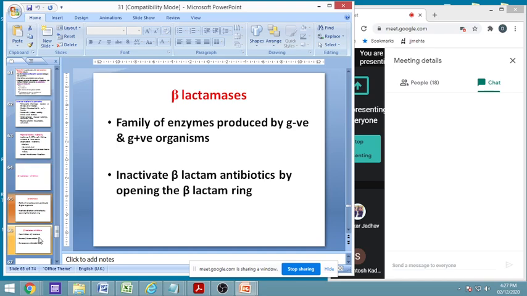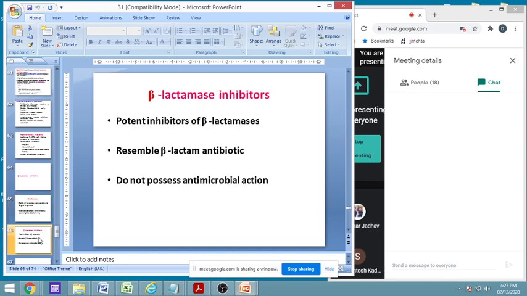These are the enzymes which are produced by gram-negative or gram-positive organisms. They inactivate these beta-lactam antibiotics by opening, cleaving, or breaking the beta-lactam ring. Now we have various beta-lactamase inhibitors. Simply, they will bind with these beta-lactamase enzymes. They will get metabolized before the antibiotic, that is the penicillin derivative, and thus the beta-lactamase will be made less useful, and these antibiotics will be useful.